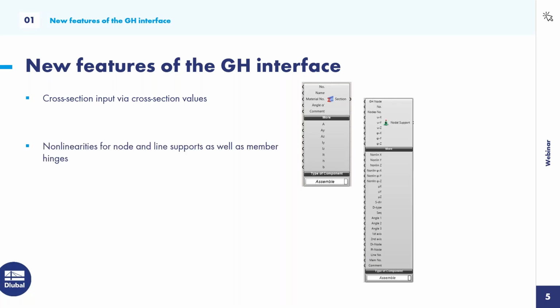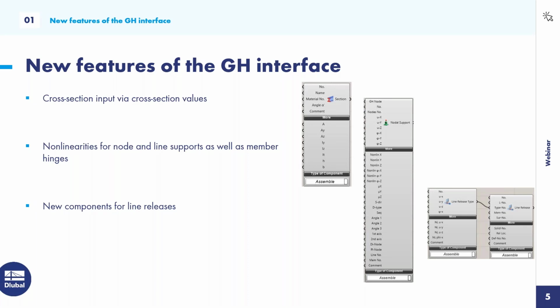The next thing that we optimized or implemented is non-linearities for node and line supports, as well as for member hinges. So now we can also control the non-linearities in these elements. Not all of them, I have to say. The diagram and partial activity options have not been implemented here. They would require much more input options, and therefore we now support only the simple non-linearities.